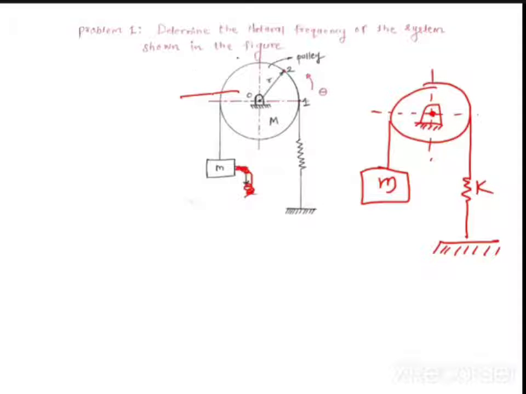Now what they are saying: determine the natural frequency of the system shown in the figure. First of all, this system is at a rest condition. You have to make the system dynamic. Now, how will you make the system dynamic? Just focus on this figure. How will you make the system dynamic?